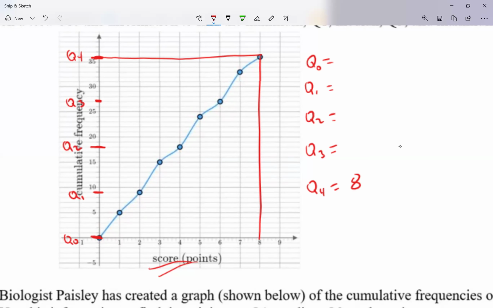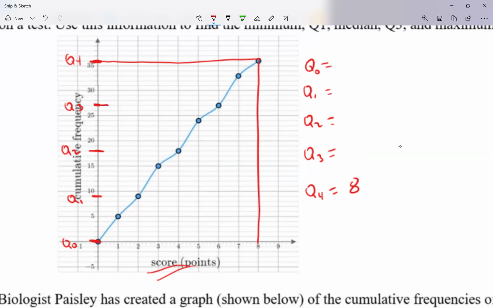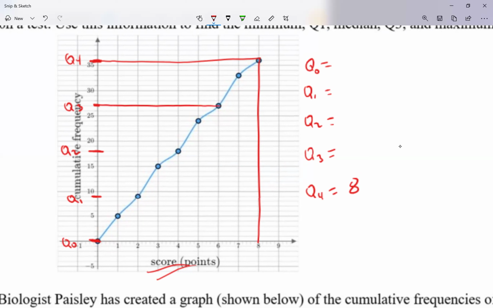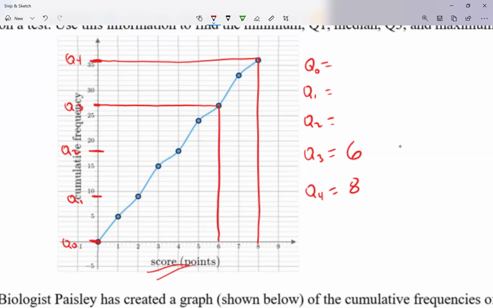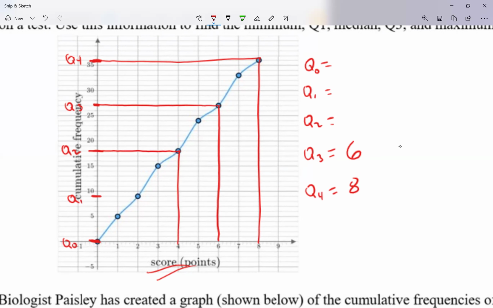Okay, for my quartile 3, I'm going to follow this to see where I meet my graph. Boom, it's right there. What's the score at that point? 6. So my quartile 3 is 6. My quartile 2, let me follow this graph right here. Where do I meet it? There. What's my X value at that point? 4.